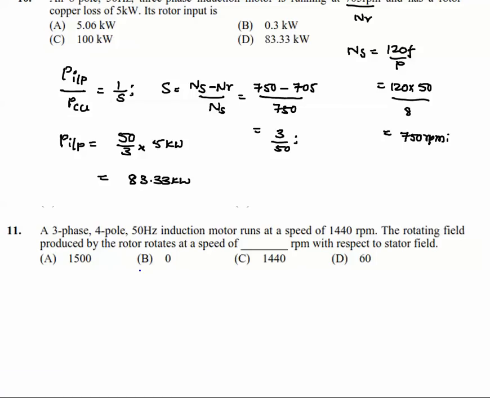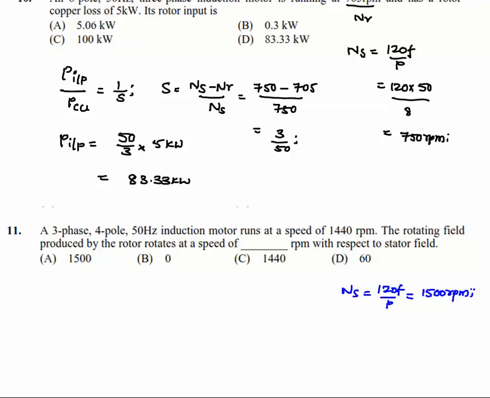And the next question: a 3-phase 4-pole 50 Hz induction motor runs at a speed of 1440 rpm. The rotating field produced by the rotor rotates at a speed of dash rpm with respect to the stator field. Okay, so what is the synchronous speed here? That is Ns equal to 120 f by P, you will get approximately 1500 rpm.